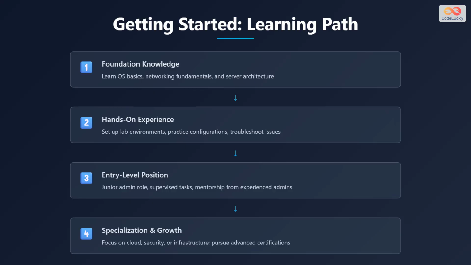To become a systems administrator, follow this 4-step learning path. Step 1, Foundation Knowledge. Learn operating system basics, networking fundamentals, and server architecture principles. Step 2, Hands-on experience. Set up personal lab environments, practice configurations, and work through troubleshooting scenarios. Step 3, Entry-level position. Secure a junior administrator role where you perform supervised tasks and receive mentorship from experienced administrators. Step 4, Specialization and growth. Focus on specialized areas like cloud computing or security and pursue advanced certifications to advance your career. Following this structured path will set you up for success in this rewarding field.